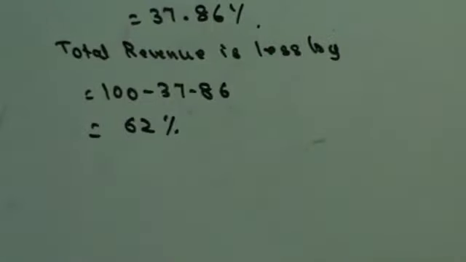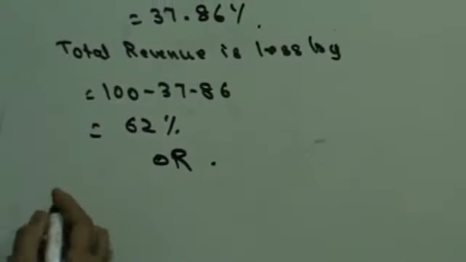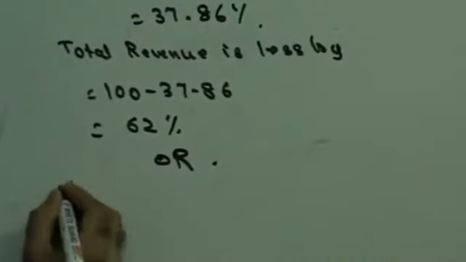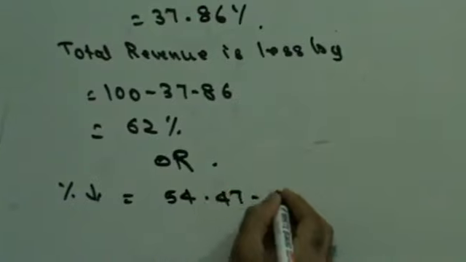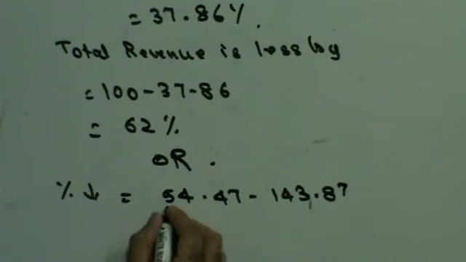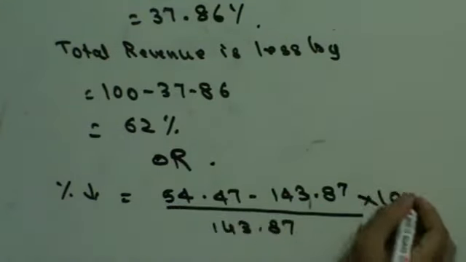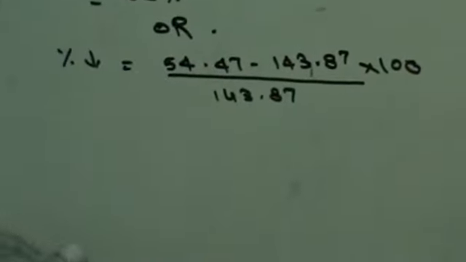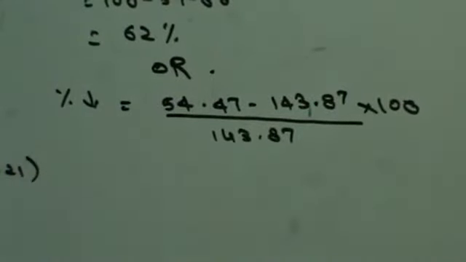Either you could have done it by this method or the normal method I have taught you. Subtract the two and divide by the original. So in that case also you will get percentage decrease is 54.47 minus 143.87 divided by 143.87 into 100. Either way, you will end up getting the same answer. Two methods to do the same sum. Next, let's see question number 21.